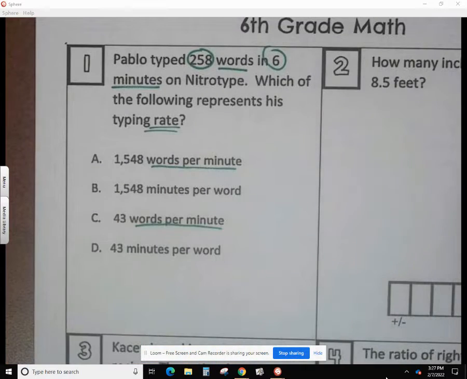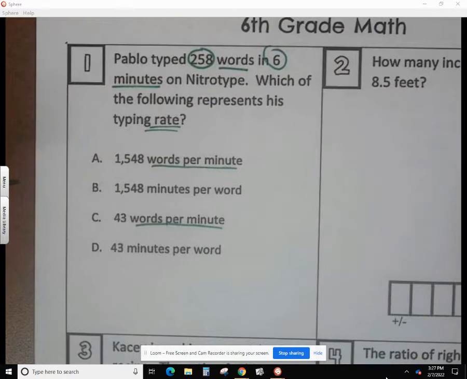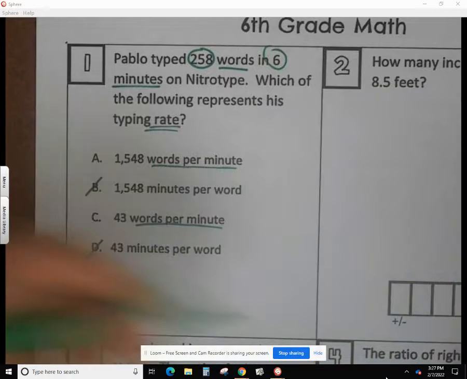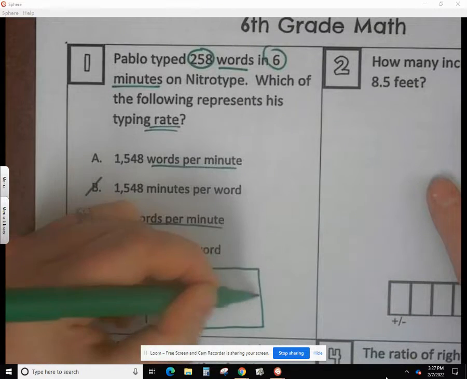It wouldn't be minutes per word, and that wouldn't make sense for either one of these answer choices. Even 43 minutes per word, that's a long time to be typing out one word. And so those two just really don't make sense. So you can set this up using a proportion box.